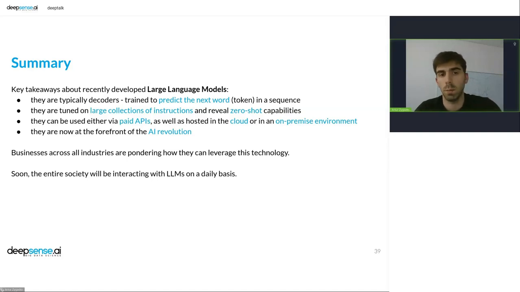LLMs can be used either via paid APIs or hosted in the cloud, as well as in an on-premises environment. And it seems that LLMs are now at the forefront of the AI revolution that's happening in front of our eyes. Businesses across all industries and all over the globe are pondering how they can leverage the technology. And it's expected that soon not only businesses, but the entire society will need to learn how to interact with LLMs on a daily basis.